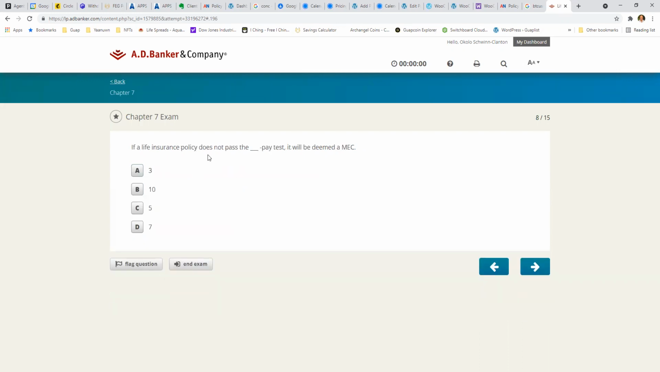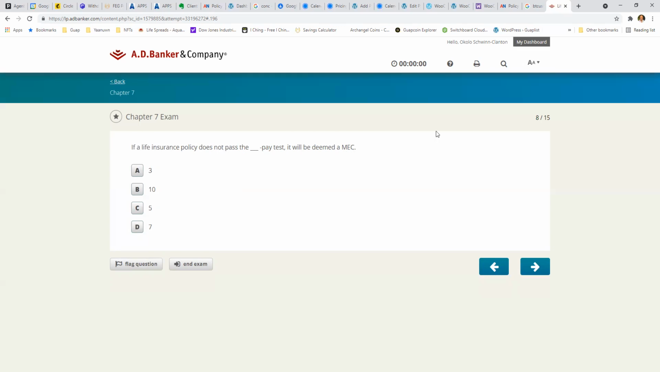If a life insurance policy does not pass the blank pay test, it will be deemed a MEC. Somebody remember what number that is? I always want to go with 3. The name of it is called the 7 pay test. So just remember 7 pay MEC. Just associate the number 7 with modified endowment contract.